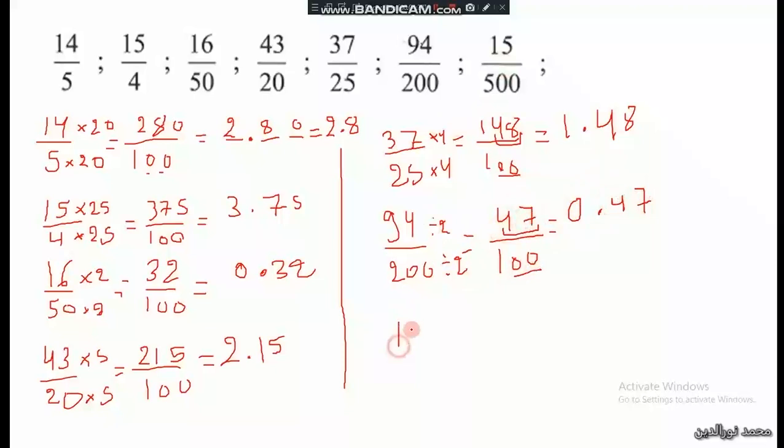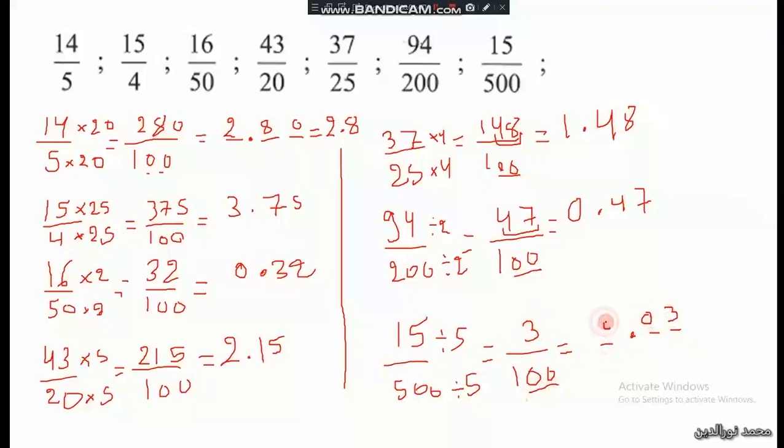And here we have 15 over 500. So we divide by 5. Also 15 is divisible by 5, so we could divide by 5. 500 divided by 5 is 100, and here we have 3, and we have two decimal digits since we have two zeros. So we start from the right, 3, and then we put 0 and 0.